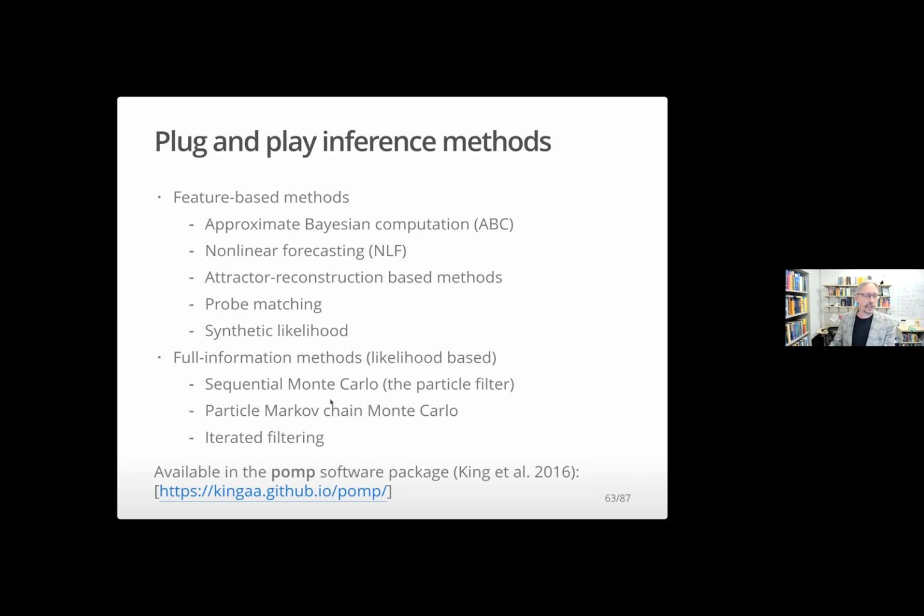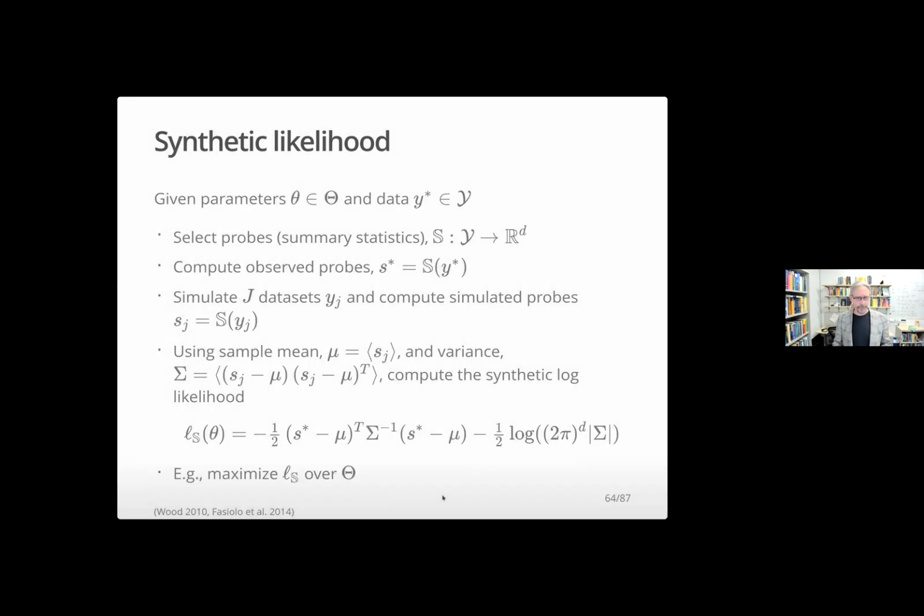And this is the so-called sequential Monte Carlo, or the particle filter. I'll talk about it in a little bit. Based upon this, one can do inference either in a Bayesian mode through something called particle Markov chain Monte Carlo, or through iterated filtering. All of these methods are available in a software package that I maintain myself, and is freely available to everyone.